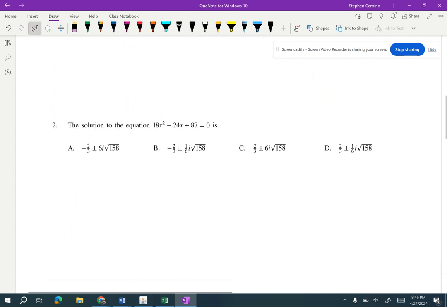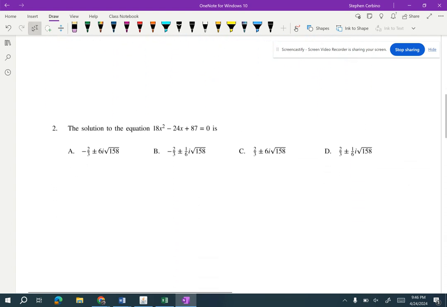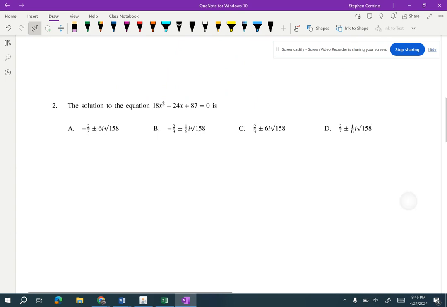All right, let's take a look at the next one. Set up almost identical to the first one, but with just bigger numbers. So again, in this case, the A is 18. The B is negative 24. The C is 87.